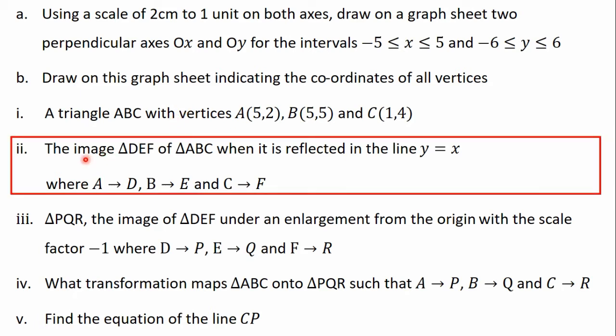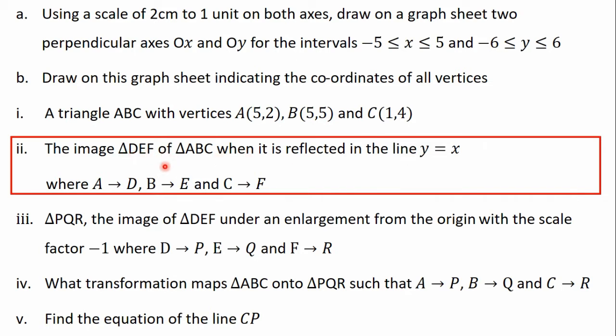It says that we should draw the image triangle DEF of triangle ABC when it is reflected in the line y is equal to x, where A will give us D, B will give us E, and C will give us F. So we are going to reflect the triangle ABC that we have drawn in the line y is equal to x to get the image triangle DEF.